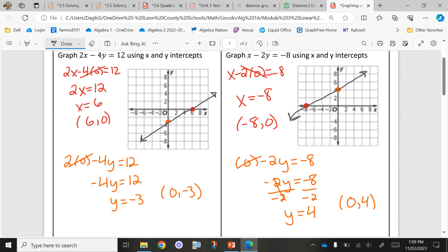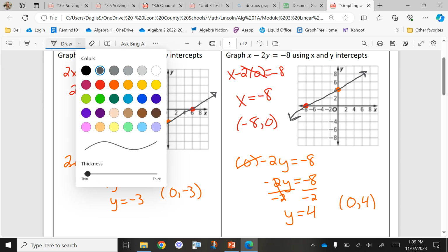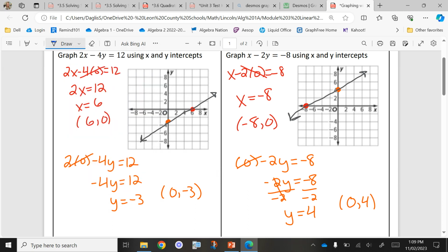Okay. Give you a couple more seconds before we move on to the next one. While we're waiting, if you want to go ahead and try to start the next one, you can.